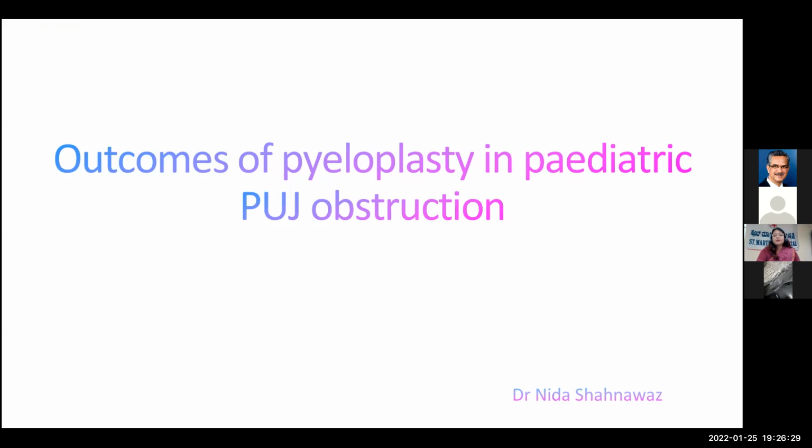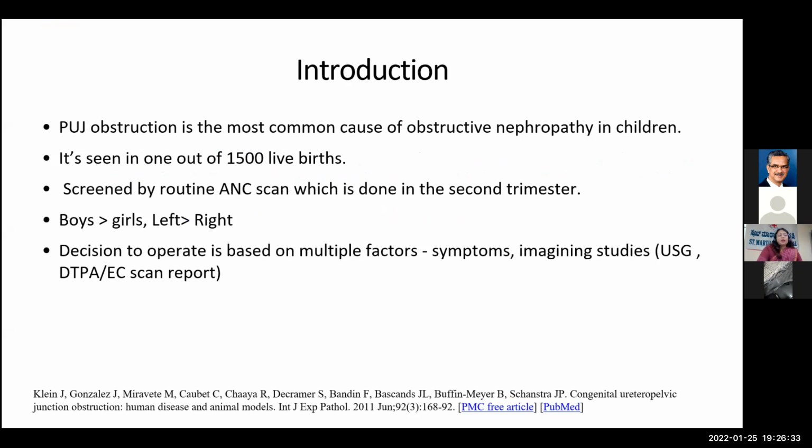It's on the outcomes of pyeloplasty in pediatric PUJ obstruction. PUJ obstruction is the most common cause of obstructive nephropathy in children, seen in 1 out of 1,500 live births, routinely screened on an ANC scan, which is done in the 2nd trimester. It is noted that boys are more affected than girls, and the lesions are seen more on the left than the right.